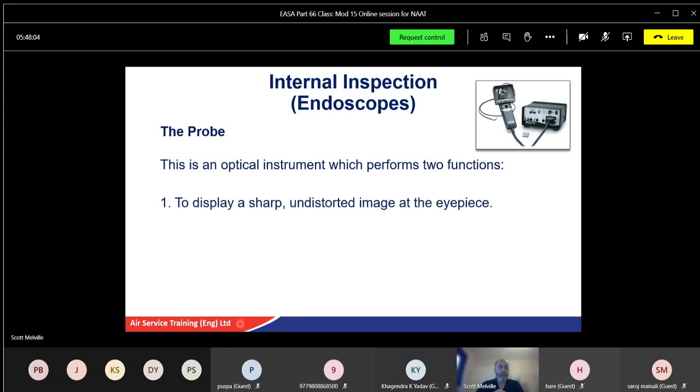Right. So the probe itself is an optical instrument which performs two functions. First one, it will display a sharp, undistorted image at the eyepiece. Now, it could just be a manual one if you look at an eyepiece, or you might have the fancy ones like this. I say this is fancy, this is actually an older Video 2000 model, which you've got some in the hangar, which uses a little monitor there, and actually plugs into a bigger monitor. The bigger fancy ones these days can actually measure in 3D.